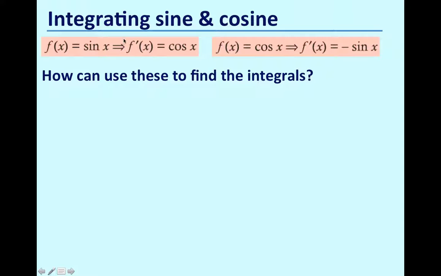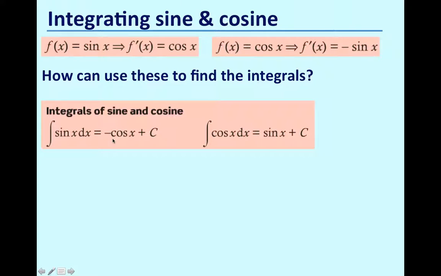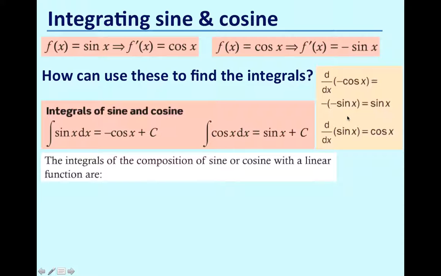So the integral of cos x would be sine x plus some constant value c, and similarly we could work backwards to ascertain that the integral of sine x would be negative cos x plus some constant c. And if we wanted to, we could find the derivative of these to confirm that that's what we arrive at.